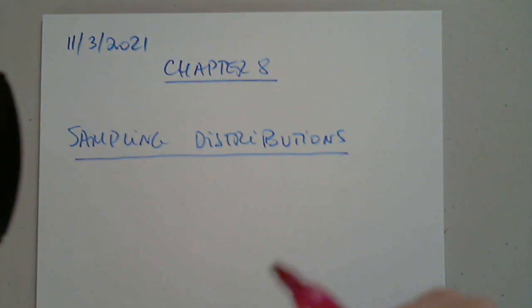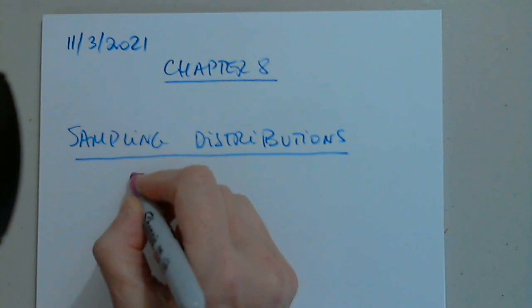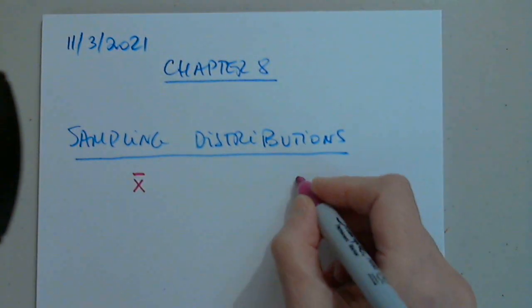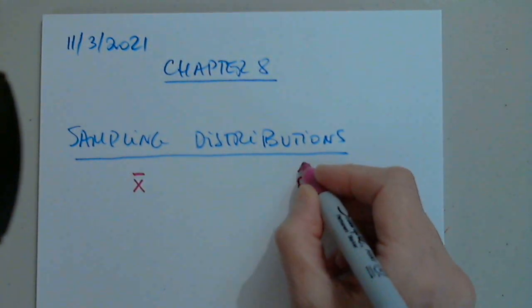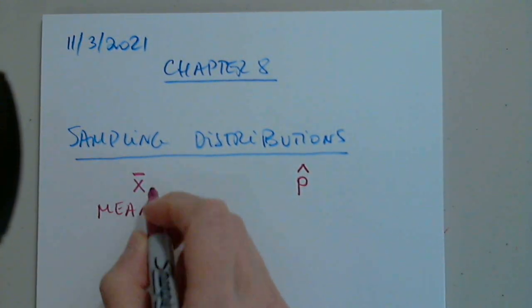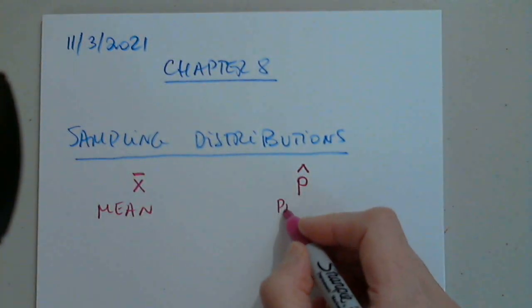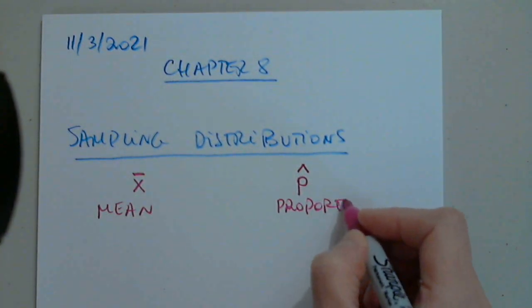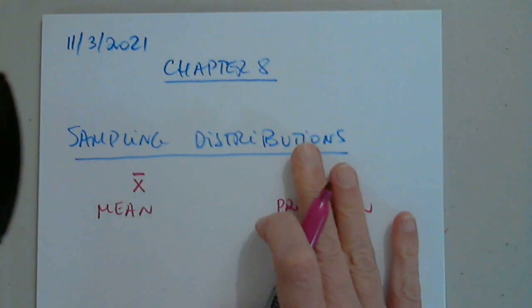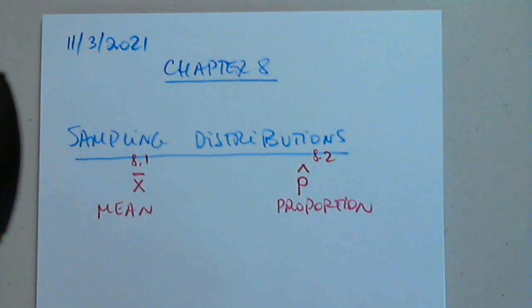We are going to look at two different sampling distributions. One of them is X bar that we started last time, and the other one is called P hat. Okay, what are they? This is the sampling distribution of the mean, and this is proportion. I'll explain in a minute. I will get to that. And this is indeed 8.1 and this is 8.2. Okay.